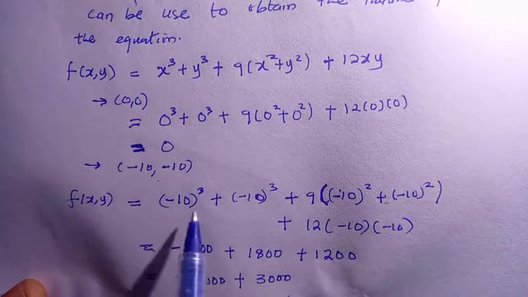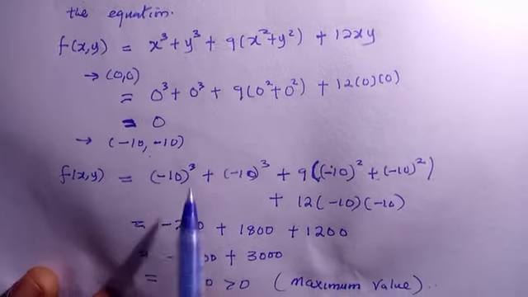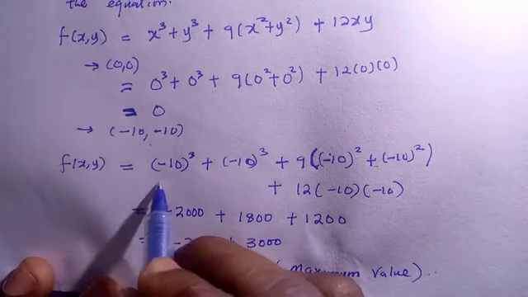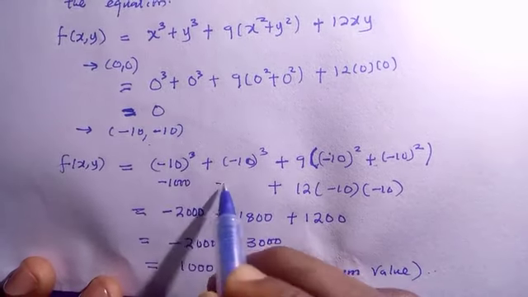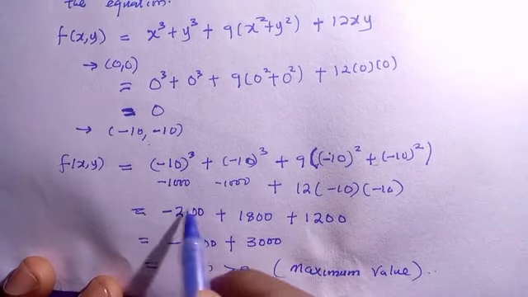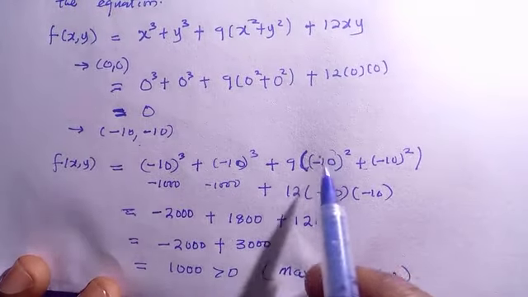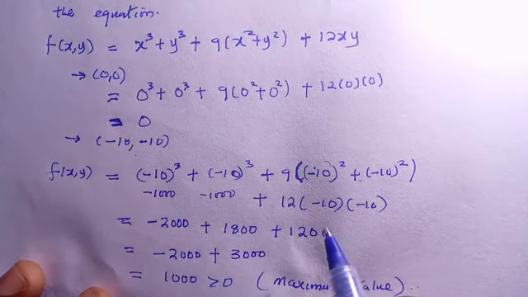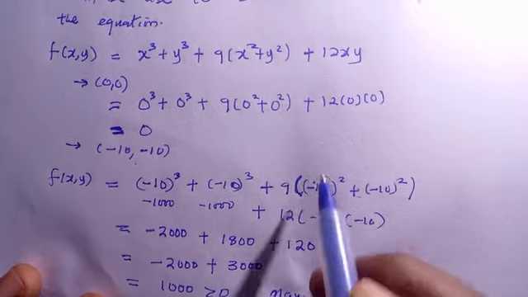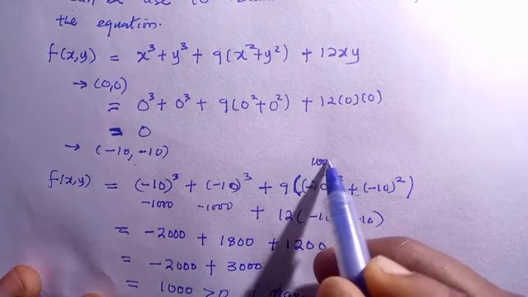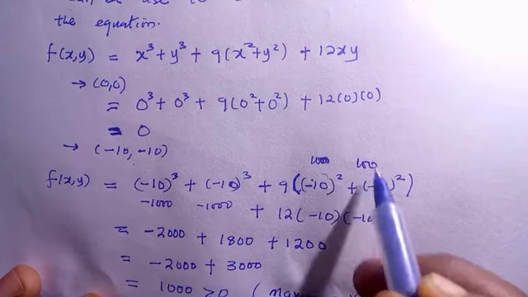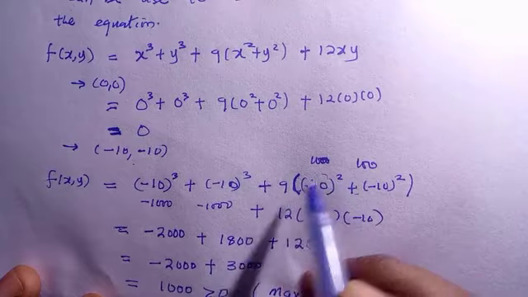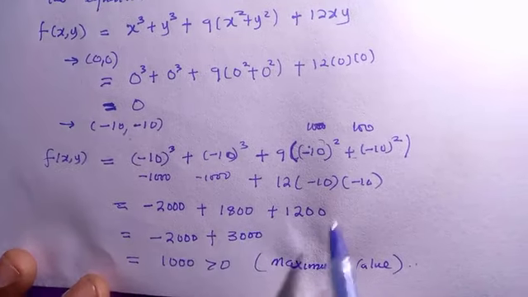So if you check this, minus 10 raised to power of 3 is minus 1000. And this one is also minus 1000. So if you add these, that is negative 2000. Then minus 10 raised to power of 2 is 100, and the second one is also plus 100. So 100 plus 100 is 200, and then multiplied by 200, that is 1800.